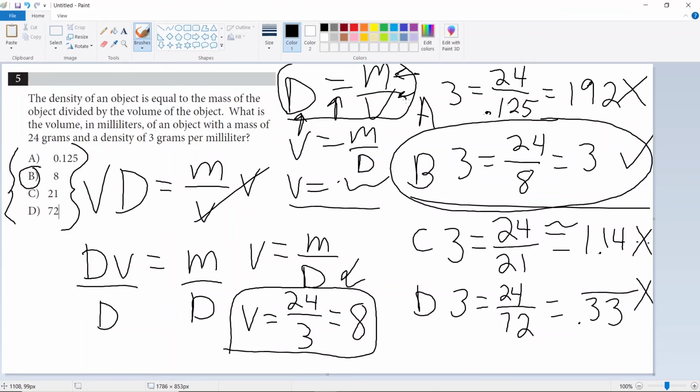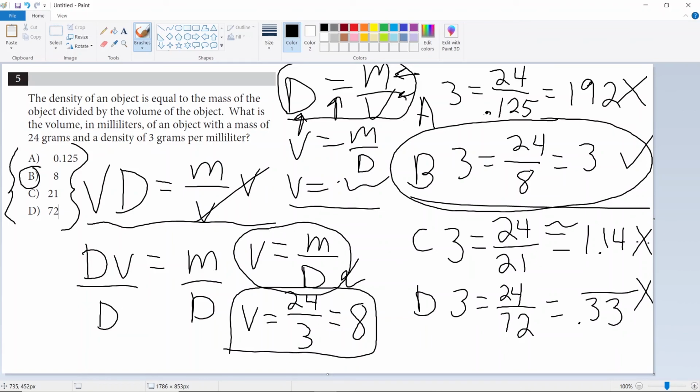And then we manipulated it to get volume by itself. We multiplied both sides by volume in this step, and we got dV equals m. Then we divided both sides by d to get this formula, V equals m over d. And then we were able to plug in the numbers that we had to find the V, once I corrected my mistake and wrote in 3 for d instead of 8 for d. But good thing I was writing it, because otherwise I might not have noticed my mistake. V equals 24 over 3 equals 8.